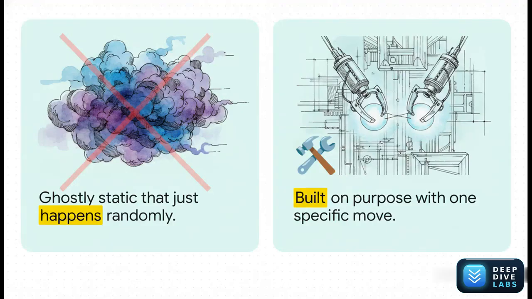Now, what's really interesting here is what almost everyone gets wrong. I mean, if you watch sci-fi movies or read casual pop science articles, you'd think entanglement is some kind of, I don't know, ghostly static. Like it's just this mystical, glowing energy that randomly sparks inside a quantum computer. But the reality is completely different. Entanglement doesn't just happen, it's engineered. It is built on purpose, with one very specific mechanical move.